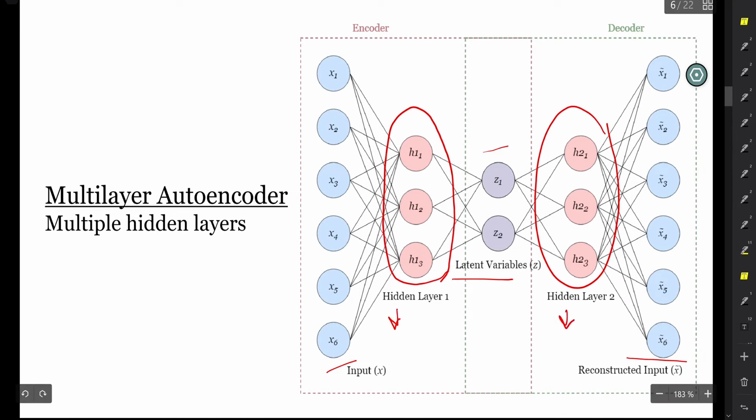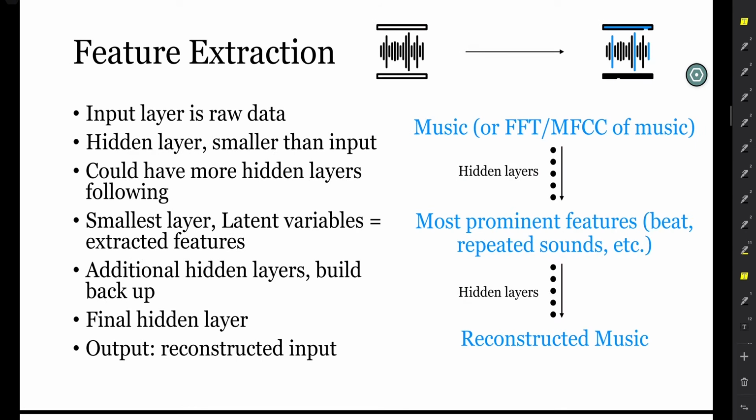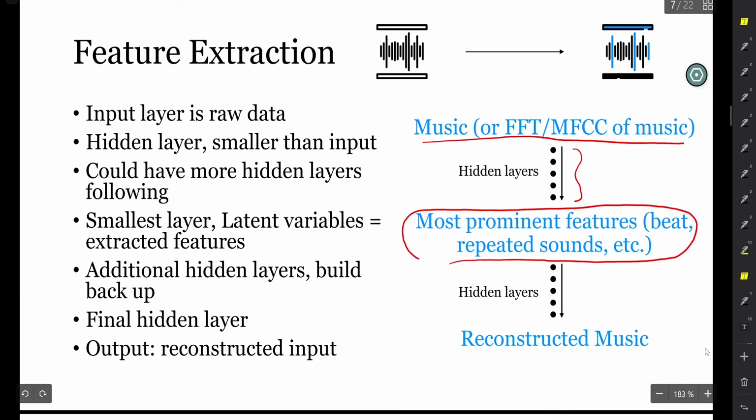Our first use case is feature extraction, which is similar to the first example I talked about when I talked about extracting a summary from a book. In this example, I'll use an audio file. Say you have a music file and you want to extract some important features in your music. You could input the music file as your input layer and then pipe it through the hidden layers. And then out would come as your latent variables the most prominent features in your music.